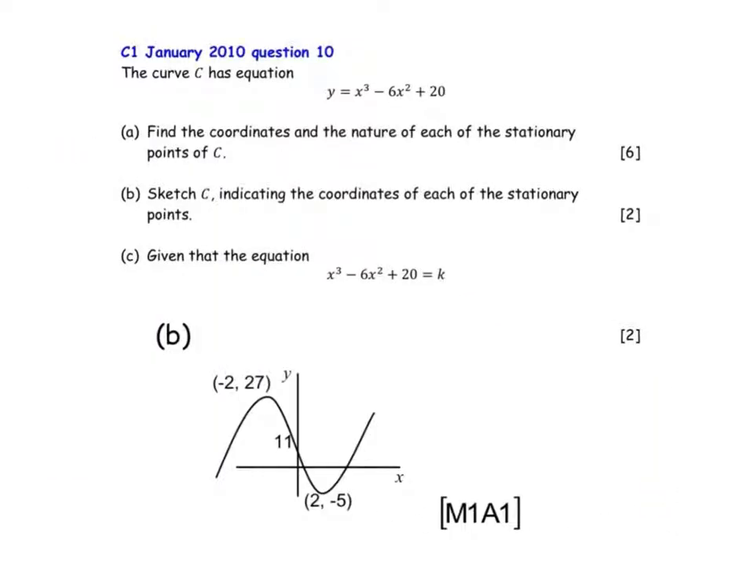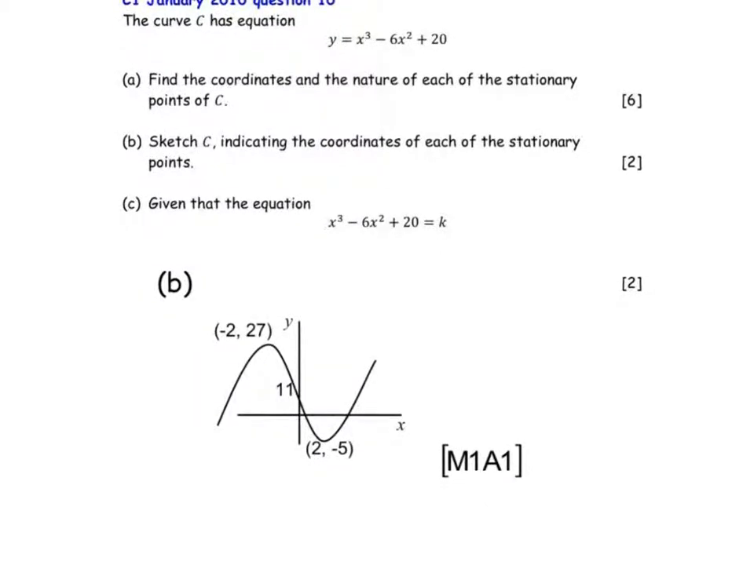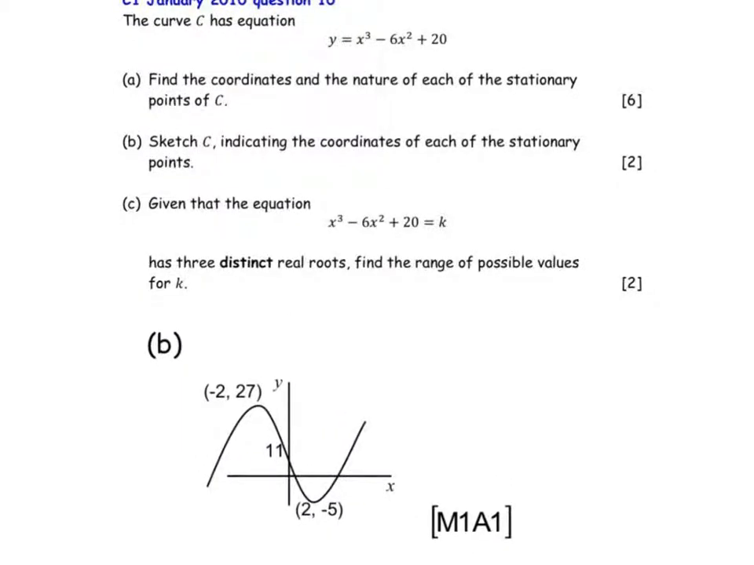So bringing that idea from what we were looking at before into this here, I know you know how to do all this stuff, I'm not worried about that. This is the bit we're struggling with. Given that the equation x cubed minus 6x plus 20 is equal to k has 3 distinct real roots, find the possible values for k.